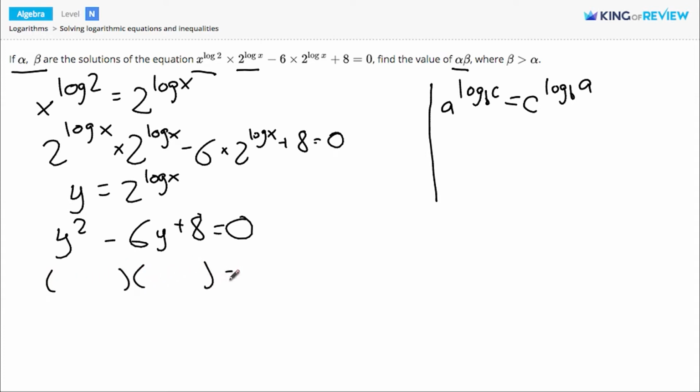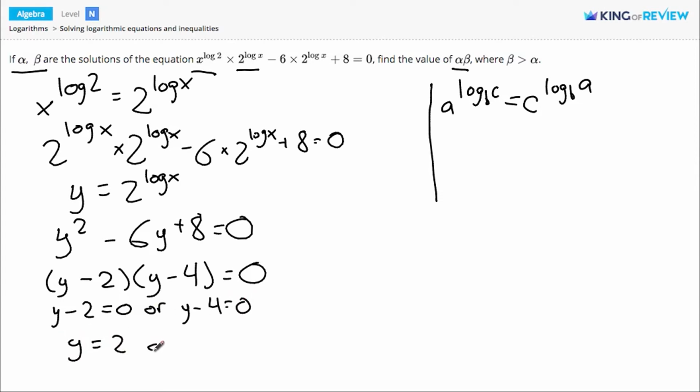I know y times y is y squared, so I need two numbers that multiply to give me 8 and add up to negative 6. Two numbers that do that are negative 2 and negative 4. By solving this equation, I get that y minus 2 equals 0, or y minus 4 equals 0, which tells me that y is either equal to 2 or 4. But of course, I didn't want to solve for y, I wanted to solve for x.